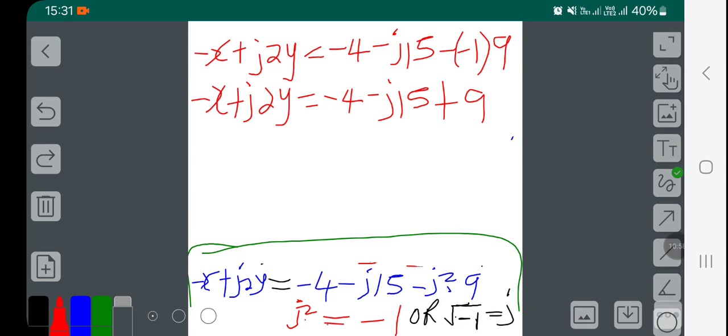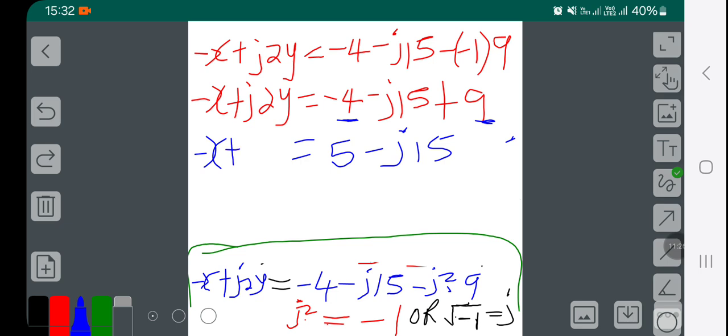Since it's minus 1 multiplied by 9, and we're having 2 negatives, it will be positive. You know that. Now let's check if we are having like terms. On the right hand side, we are having like terms, which are minus 4 and plus 9. What you get is 5. Then next, minus j15. On the left hand side is negative x plus j2y. Now let me wrap this part here so that we can finish up.